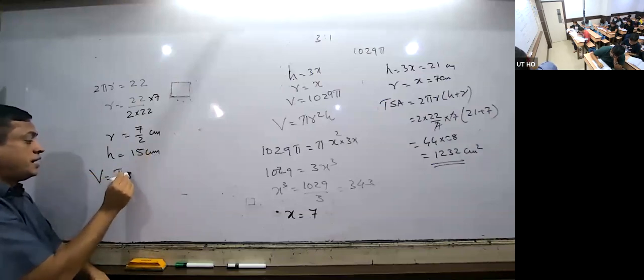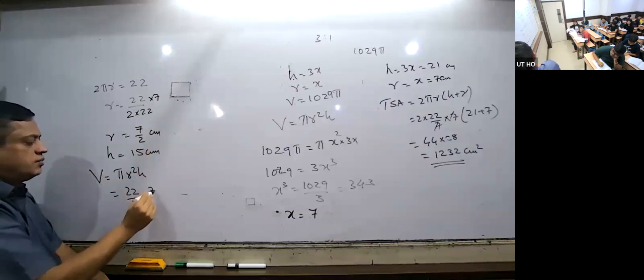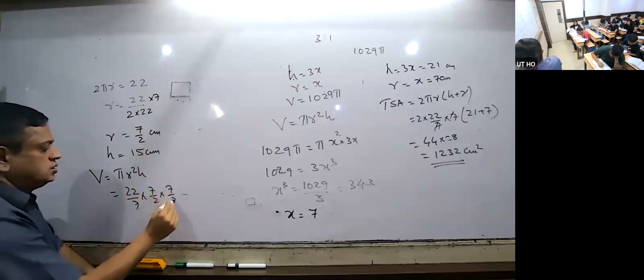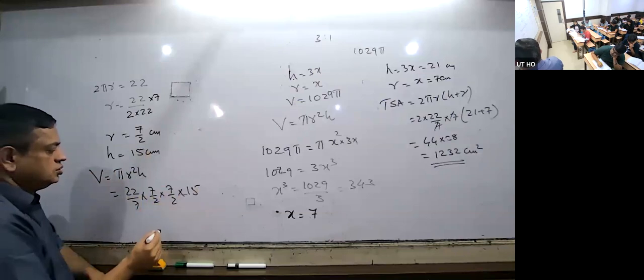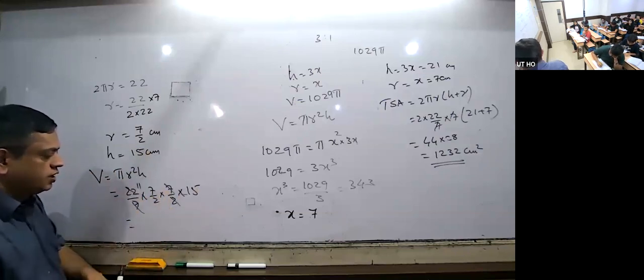We have to find the volume. Volume is equal to pi r square h. That is 22 by 7 times 7 by 2 times 7 by 2 times 15. So one 7 is cancelled, one 2 is cancelled. Multiply and divide by 2. 77 into 15 by 2.